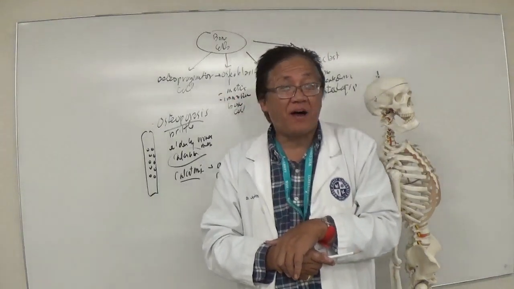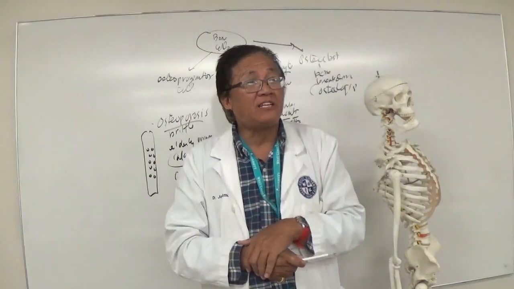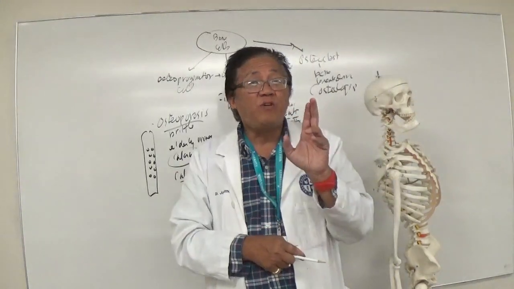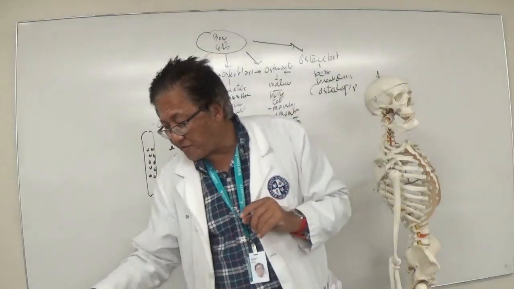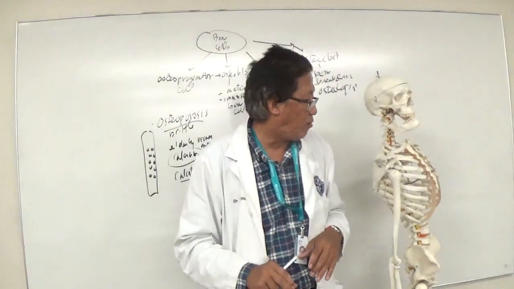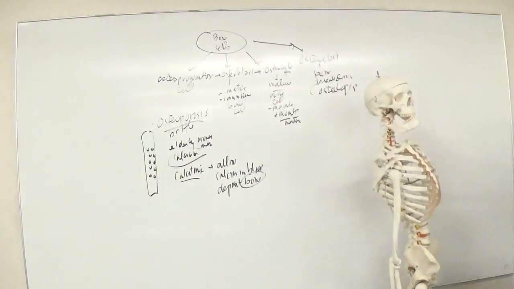If I open my mouth, I put my finger inside, what is that called? Hard palate. Why is it hard palate? It's made up of bone. Now, there are two bones that make up the hard palate. What are these two bones, class? Maxilla and palatine. Okay, very good. Maxilla and what? Palatine.